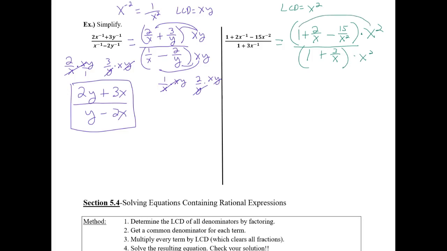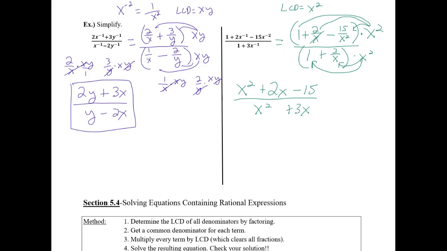So 1 times x squared is just x squared. x squared times 2 over x. One of the x's will divide out, and I'll still have one left. Right? So 1 will go away. I'll still have 1 to multiply by the 2. And x squared times 15 divided by x squared. x squared itself divides out, and I'm left with just the negative 15. Same thing in the denominator. x squared times 1 is just x squared. x squared times 3 over x. One of those x's divides out. I still have 1 left with the 3.